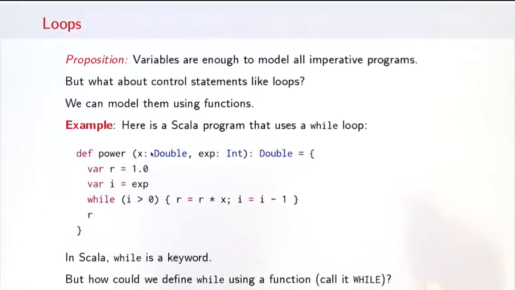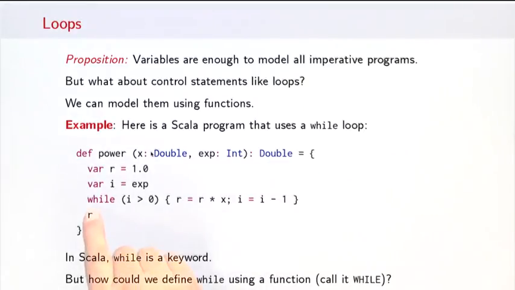Let's see an example. Here's a Scala program that uses the familiar while loop. It's an example that raises x to the power of exponent, and it uses the usual loop that works with successive multiplications. It's not the best way to express power in Scala. It serves just, as an example, to introduce a loop. So in Scala, the while loop is actually a language construct, and while is a keyword, but it turns out that it wouldn't have been necessary. We could have defined while just using a function.